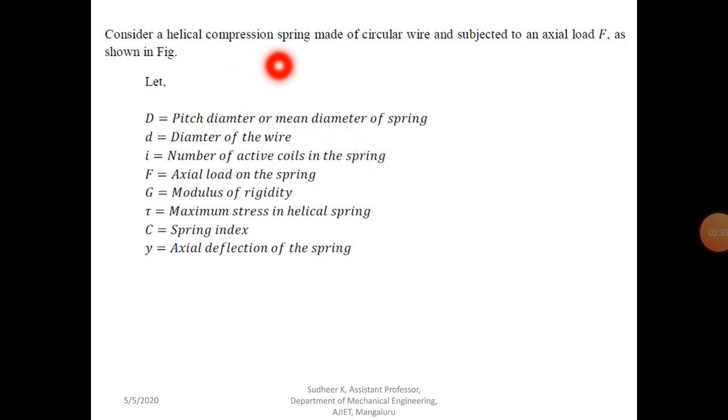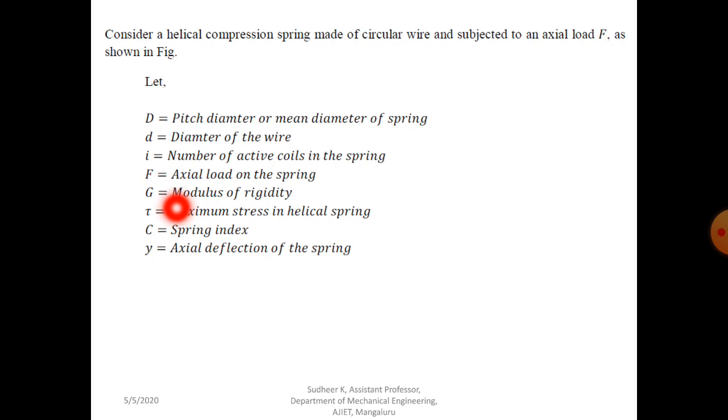Consider a helical compression spring made up of circular wire and subjected to an axial load of F. These are the important parameters. Capital D is the pitch diameter, or we call it the mean diameter of the spring, and its unit is millimeter. Small d is the diameter of the wire, also in millimeter. i is the number of active coils in the spring, that is, how many active turns there are in the coil.